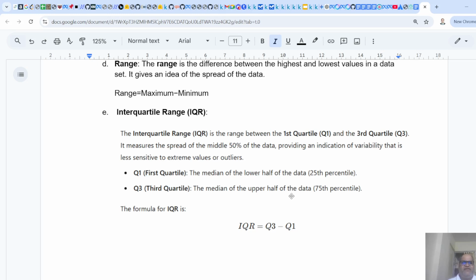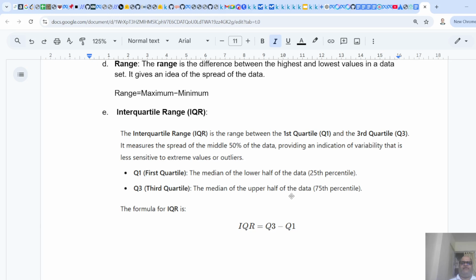Your interquartile range is where you take the difference of the third quartile from the first quartile. And we'll talk about how you compute these individual quartiles. As you know, a quartile is one fourth of it. So you have Q1, Q2, Q3, Q4.